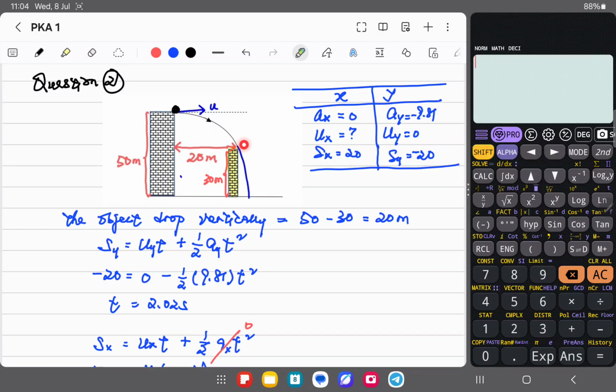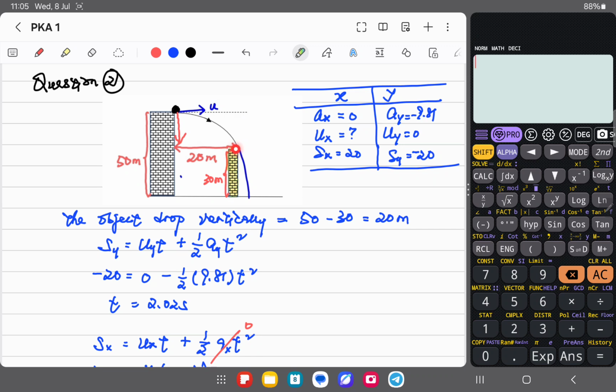Then as the object passes across the 30-meter vertical wall, at that particular moment the object has already dropped vertically downwards by 50 minus 30, which is 20 meters. It has also moved forward in x by 20 meters as it passes over the 30-meter vertical wall.